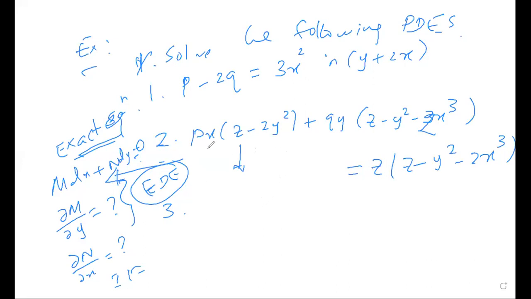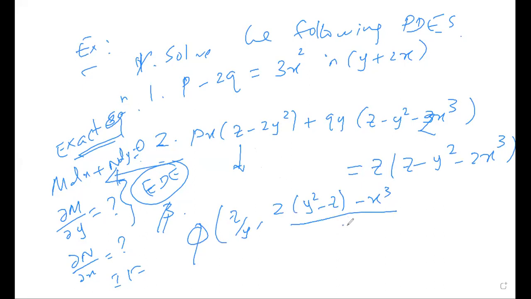So I'll give you the answer for these questions. Okay, second one, the answer should come phi z over y comma 2 y squared minus z minus x cubed divided by x, which is equal to 0. Sorry, this is not a pi, this is a g. Okay, this will be our phi, this will be our chi. So I have given you the answer. You just do all the steps.